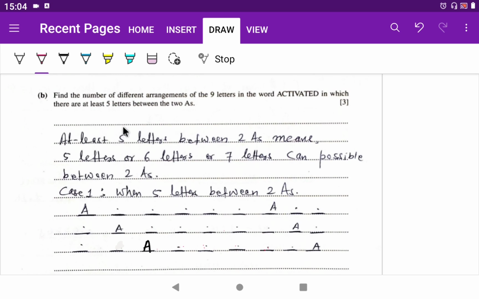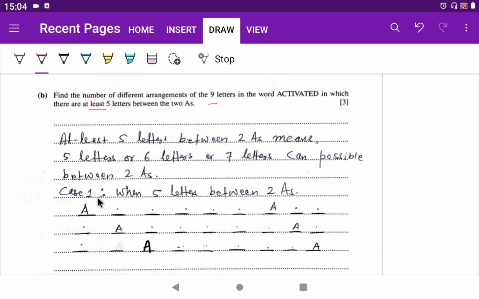Now find the number of different arrangements of the 9 letters in the word activated in which there are at least 5 letters between the 2 A's. Means there should be 5 letters between the 2 A's and we have to make a 9 letter word. So at least 5 letters between 2 A's means there could be 5, 6 or 7 letters possible between the 2 A's.